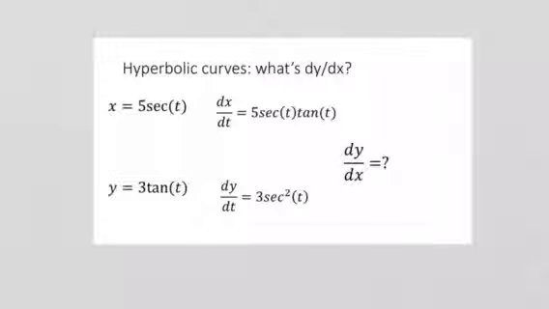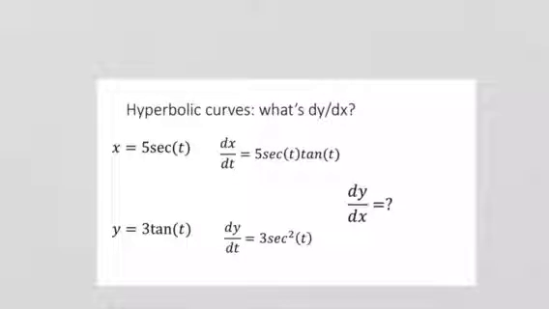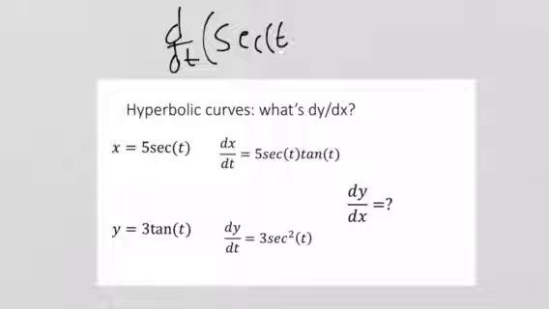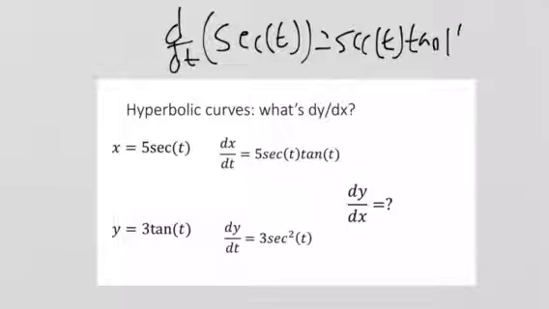So hyperbolic curves: what is dy/dx for a hyperbola? We know this is a hyperbola because we're using secant and tangent. I'm just going to tell you these derivatives. I will always give them to you. I mean, in this case, it's not like you're taking closed-notes assessments anyway, but for now I'm going to always tell you dx/dt. The derivative of secant is secant tangent. So d/dt of just normal secant t is secant t tangent t.